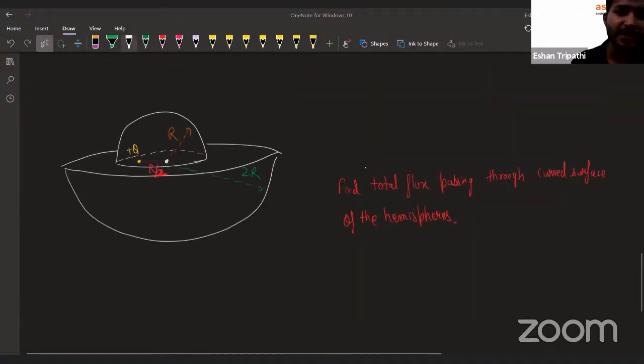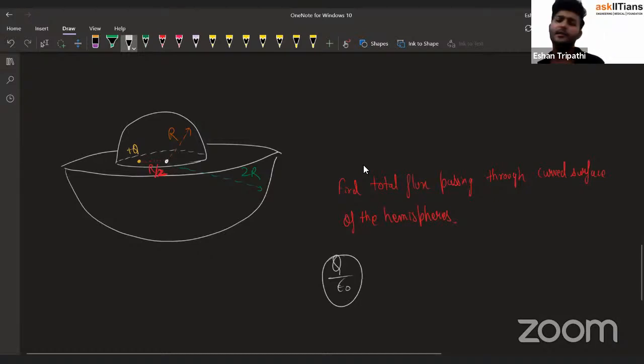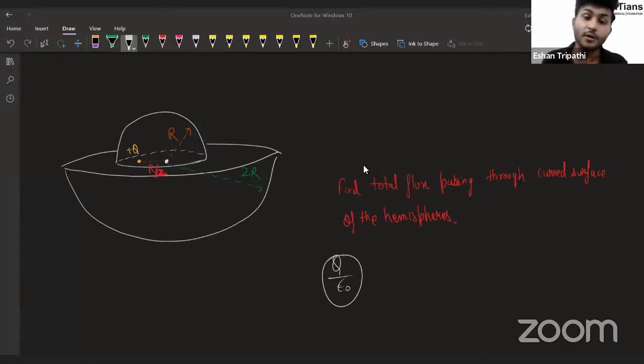Yeah, guys, now let me discuss this. It's a very easy question. The answer is Q upon epsilon naught. Let's see how. It doesn't matter what the shape is. All these things do not matter.